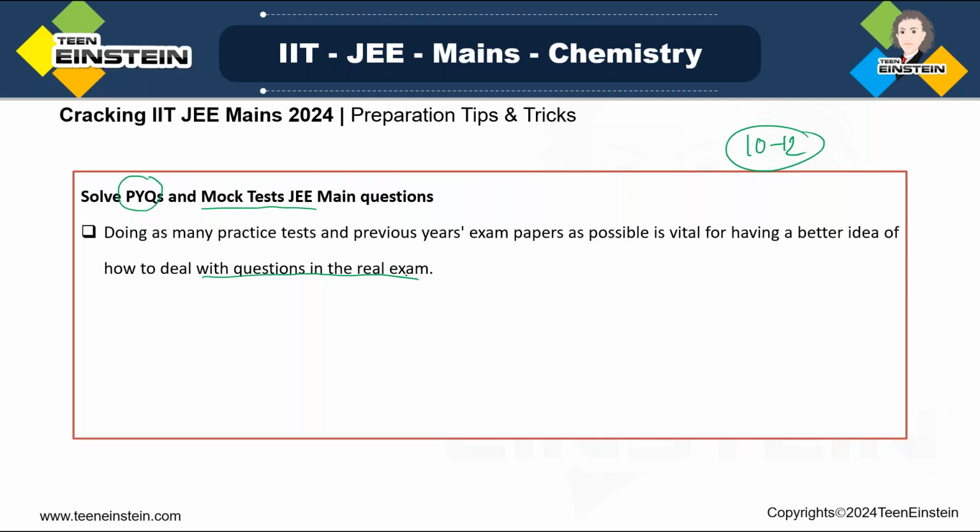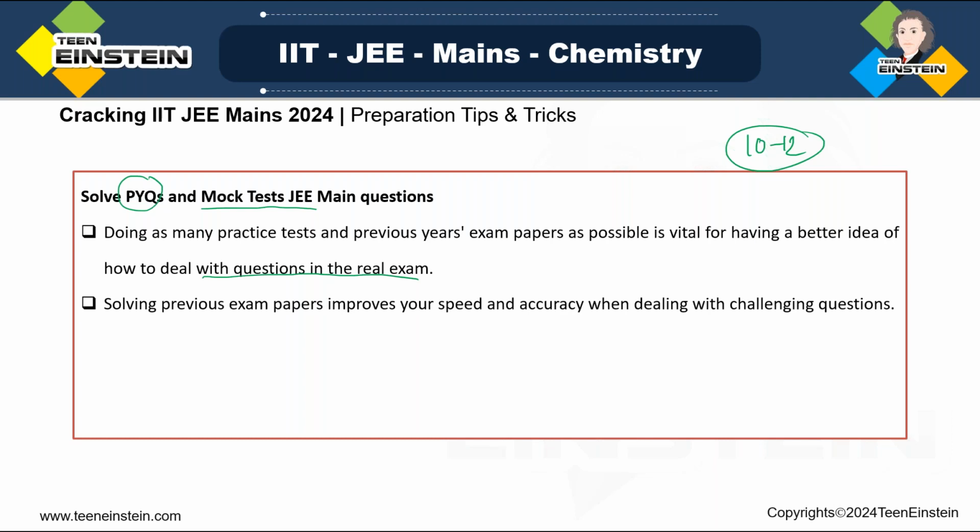We'll also see how the screen looks. But remember, don't forget to solve PYQs once you have gained confidence over a particular chapter. So chapter wise, there will be some previous year's questions, and once you have finished all the chapters, all the syllabus, then you can start mock tests, because in a mock test there will be questions from all the chapters.